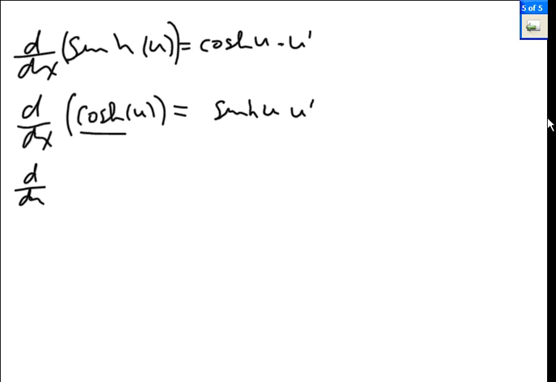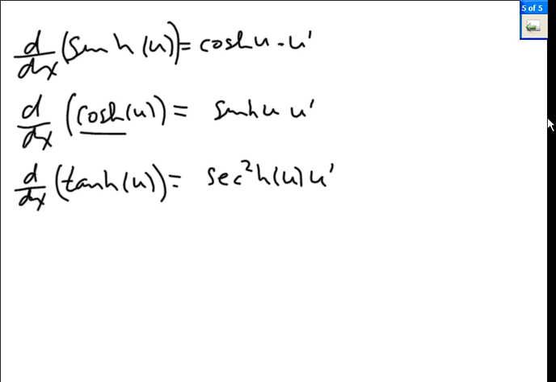The derivative of hyperbolic tangent of u is hyperbolic secant squared of u times u prime. And the question is, is there a minus sign? And no, there isn't. The derivative of hyperbolic secant of u, this is going to have a minus, I bet. Let me think about that. Yeah.